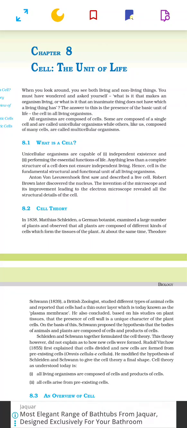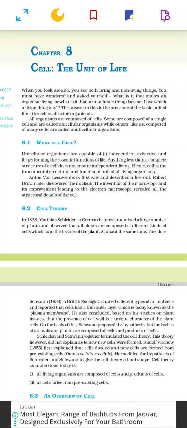Anton von Leeuwenhoek first saw and described a live cell. Robert Brown later discovered the nucleus. The invention of the microscope and its improvement leading to the electron microscope revealed all the structural details of the cell. Cell theory. In 1838, Matthias Schleiden, a botanist, examined a large number of plants and observed that all plants are composed of different kinds of cells which form the tissue of the plant. At about the same time, Theodor Schwann, a zoologist, in 1839 studied different types of animal cells and reported that cells had a thin outer layer which is today known as the plasma membrane.